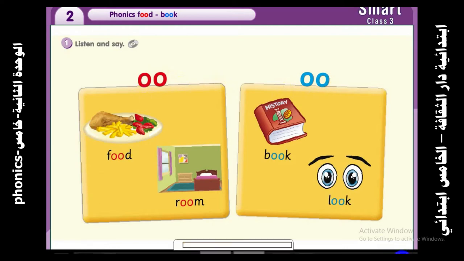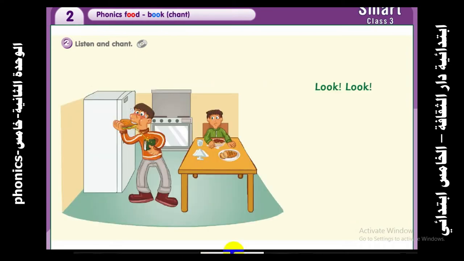Let's listen. Module 2. Phonics. Food. Book. 1. Listen and say. Food. Room. Book. Look.